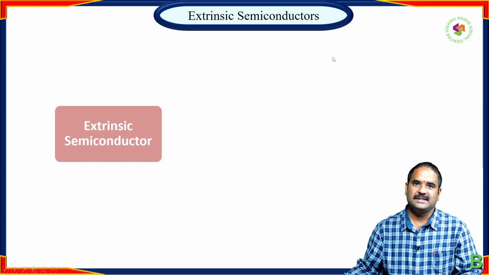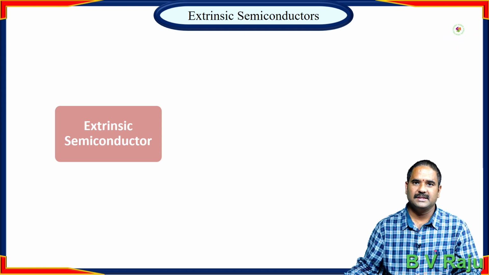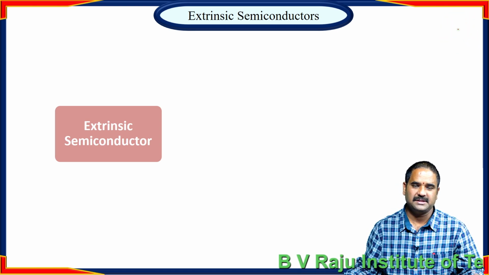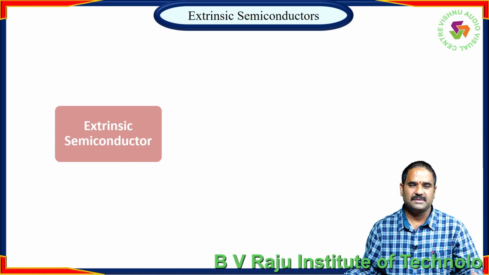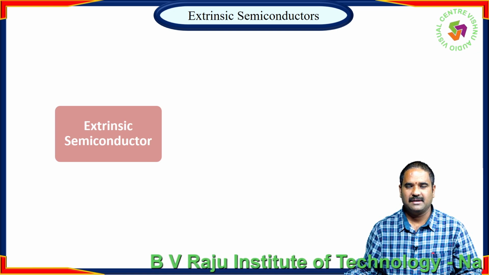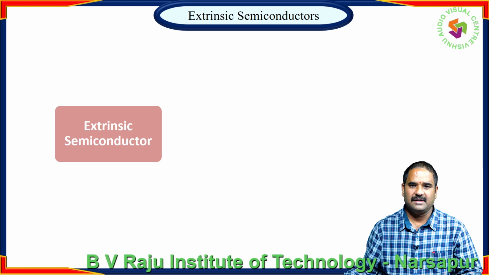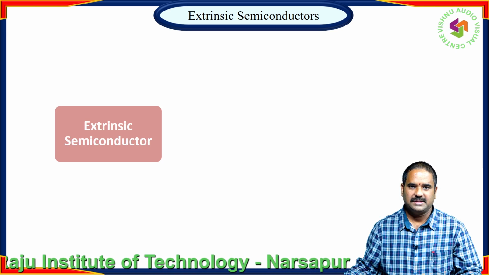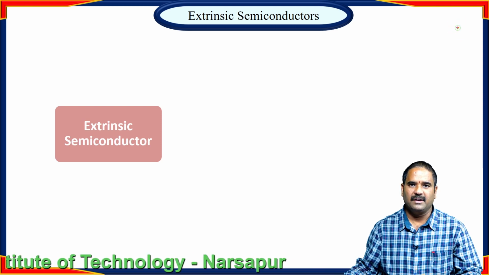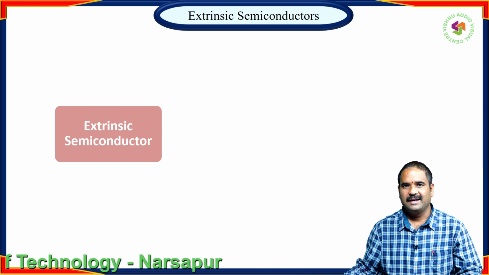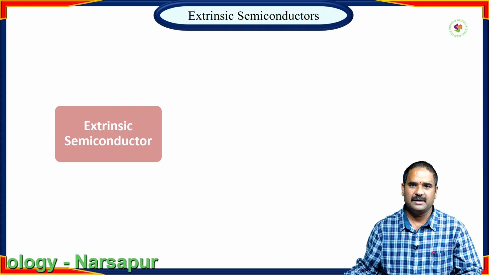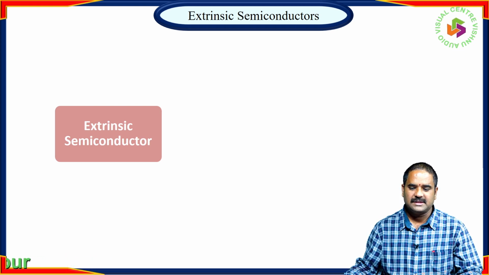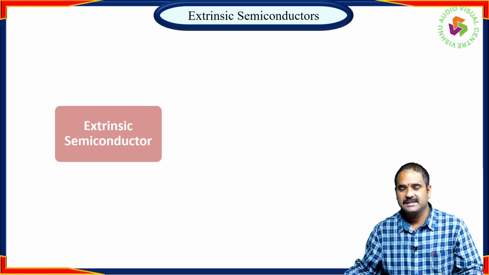In the previous classes, I have discussed intrinsic semiconductors. We have derived the carrier concentration of intrinsic semiconductor, in terms of density of electrons in the conduction band and density of holes in the valence band, the Fermi level of intrinsic semiconductor, electrical conductivity of intrinsic semiconductor, and energy gap of intrinsic semiconductor. In today's class, I am going to talk about extrinsic semiconductors.